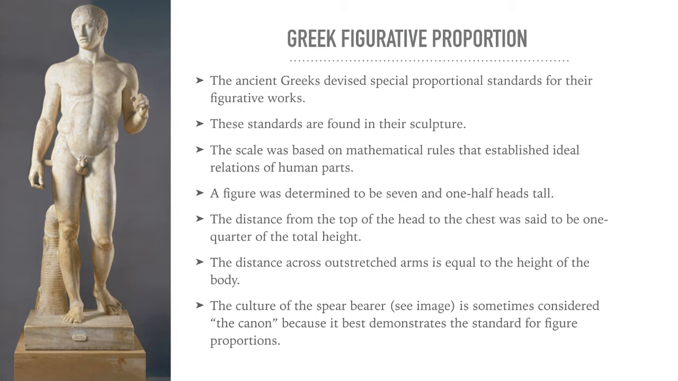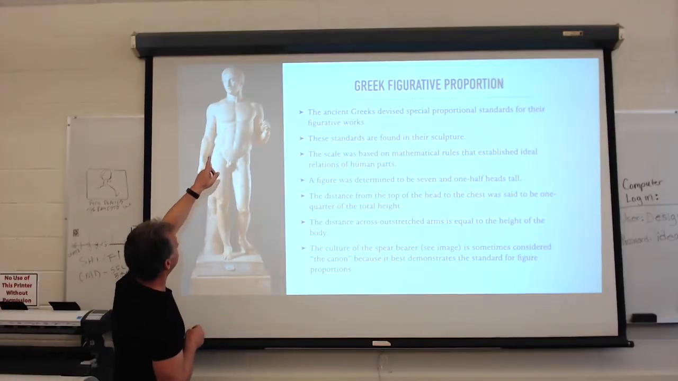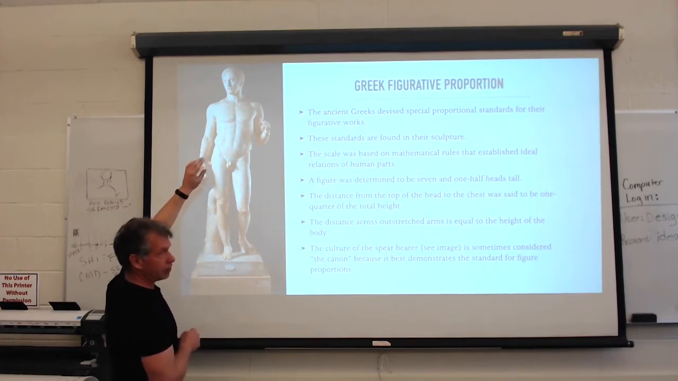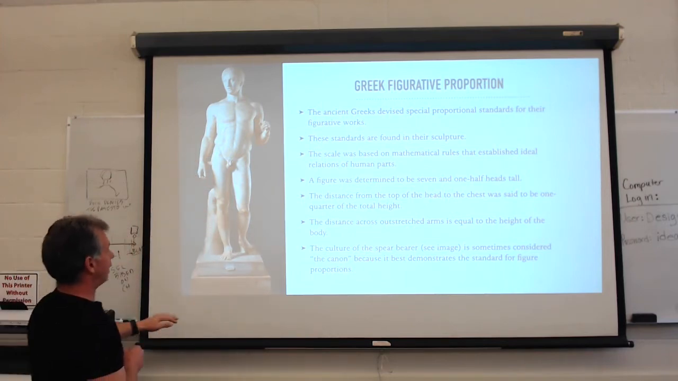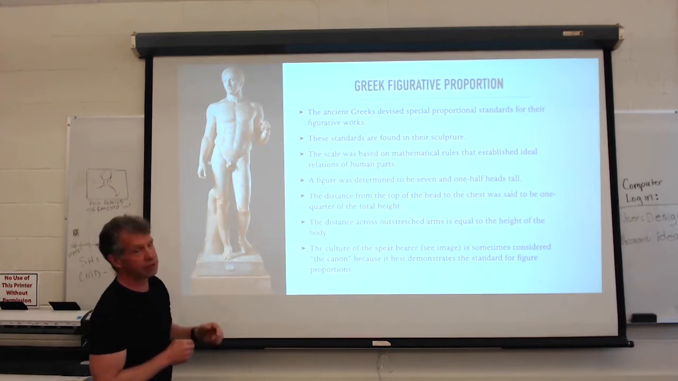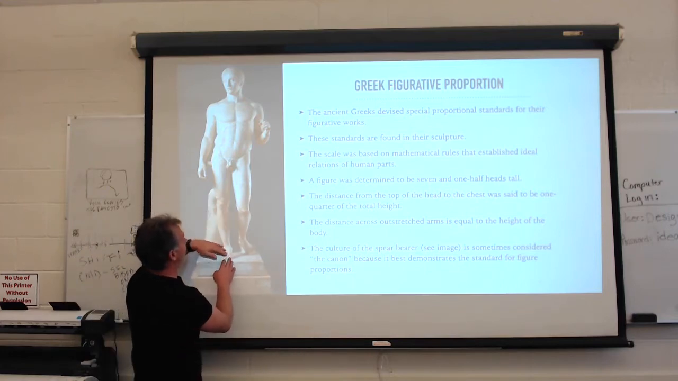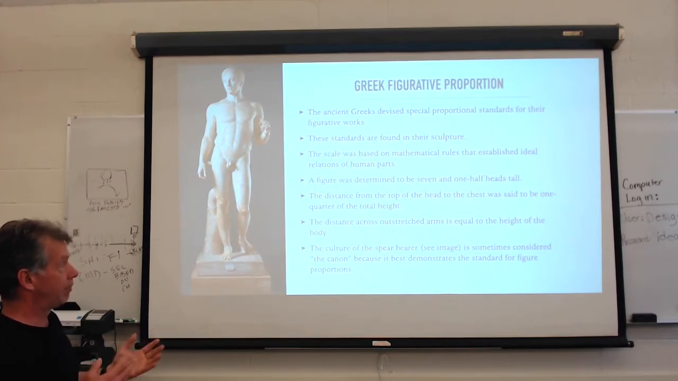For example, the figure was determined to be 7 1/2 heads tall. So if we were to take the head of the spear bearer here and measure it and go down 7 1/2 heads, that's the perfect height for this person. The distance from the top of the head to the chest was said to be 1/4 of the total height. So now that we have the height, we divide that by 4, and we can get from the head down to the chest by that measurement.